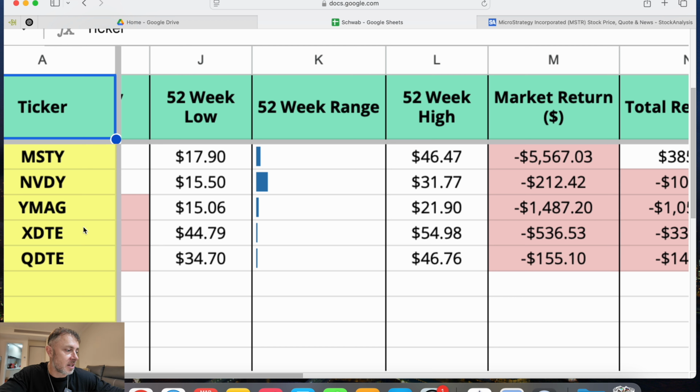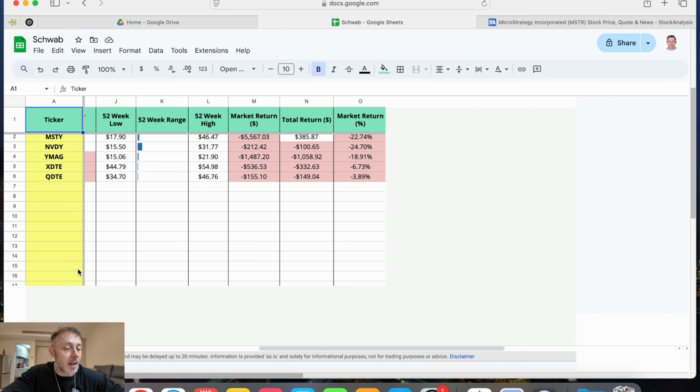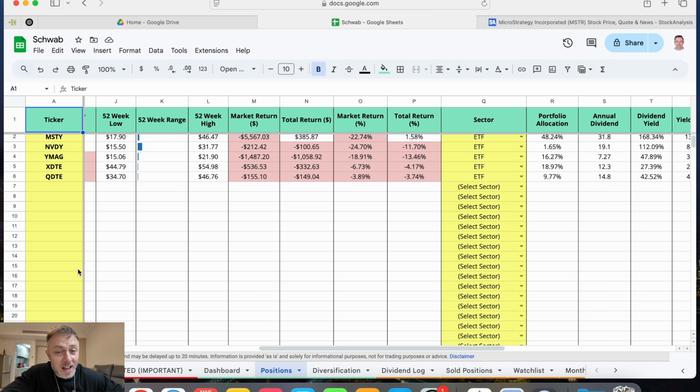So for now, Misty, XETE, QDTE, maybe YBTC, with NVIDIA and YMAG possibly on the chopping block. And I got like $15,000 in cash in the portfolio that I can spend, and I haven't spent it yet. So I'm looking to spend some money there. Actually, I got some money coming today for Misty and dividends too.